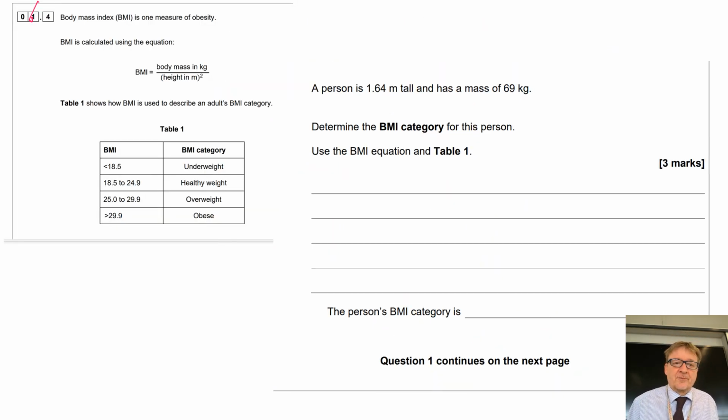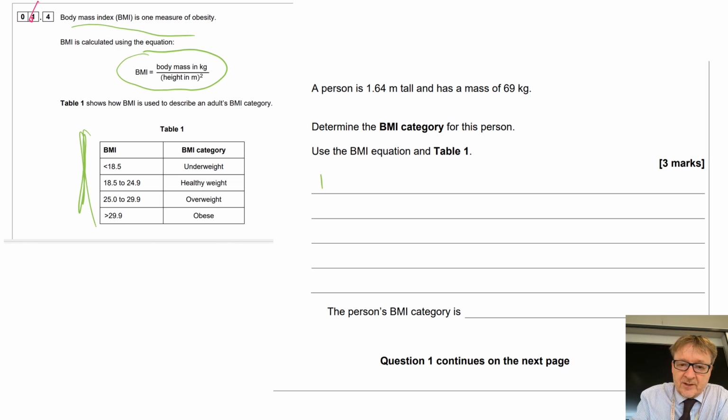Question number 1.4. So what we've got here, BMI, body mass index, is a measure of obesity. BMI is calculated using the equation there, right? So we've given the equation, which is fantastic. Then we're given a table that tells us the category. Okay, so a person is 1.64 meters tall and has a mass of 69 kilograms.